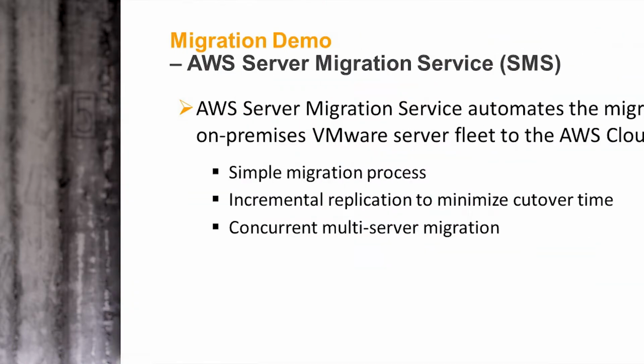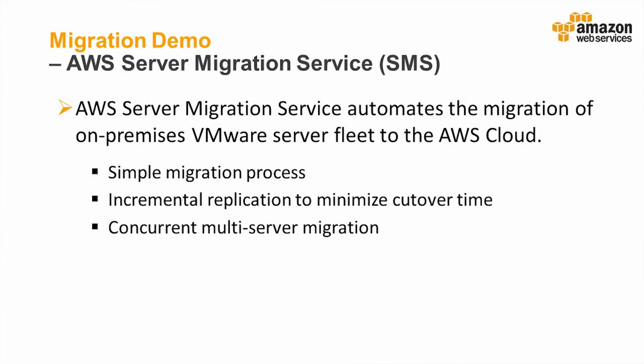AWS Server Migration automates the migration of on-premise VMware servers to the AWS cloud. The Server Migration Service provides a simple migration process. It has incremental replication capability to minimize cutover time. It is also capable of performing concurrent multi-server migration for migration efficiency.